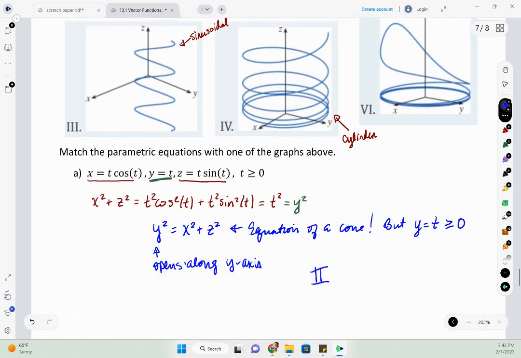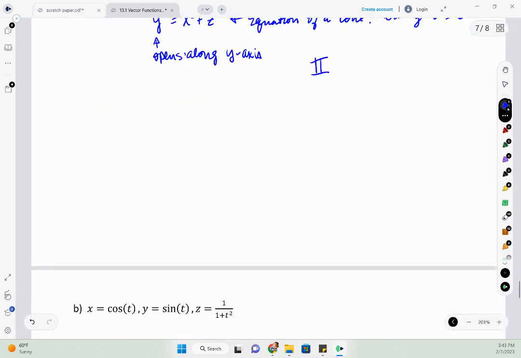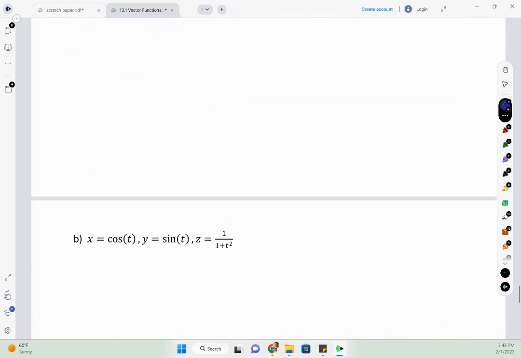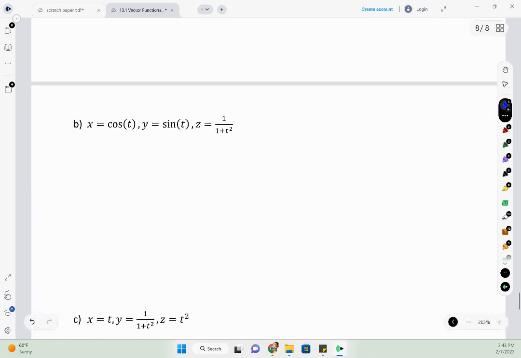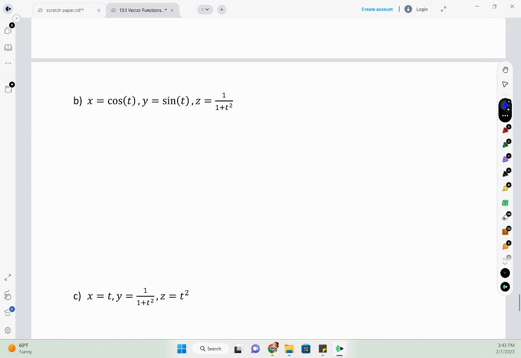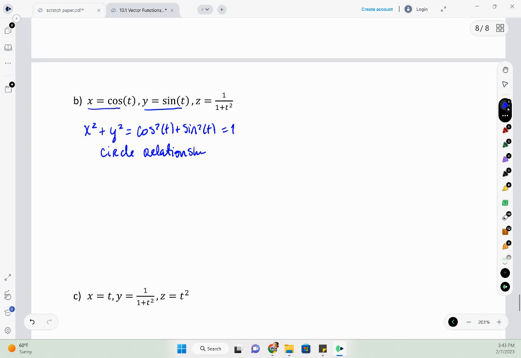That's all we're doing here. Okay, let's see the next one. In the next one, we have x is equal to cosine of t, y is equal to sine of t, and z is equal to 1 over 1 plus t squared. That's an interesting one. I see sines and cosines, so again, I'm going to take advantage of that. x squared plus y squared is equal to cosine squared of t plus sine squared of t. That's equal to 1. Okay, so I have a circle relationship going on here on the xy plane.